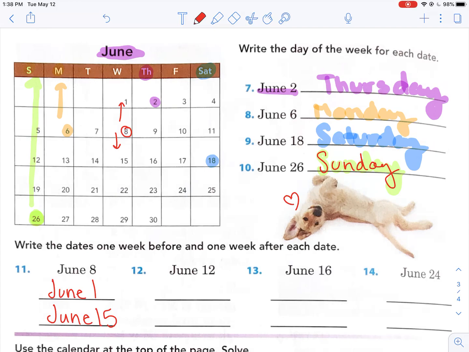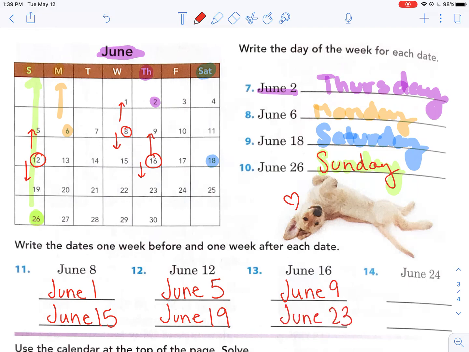Okay, now that we've said that, let's look at June 12th. What's 1 week before? What is it? June 5th. I know some of you said it. The rest of you thought it. June 5th. And what's 1 week after? June 19th. And we'd say June 19th if we're speaking it. How about June 16th? 1 week before. June 9th. 1 week after? June 23rd. What do you notice about the math equation for these days?